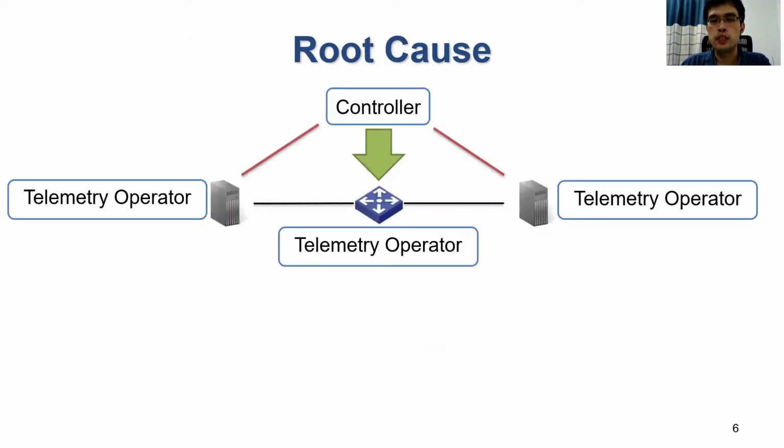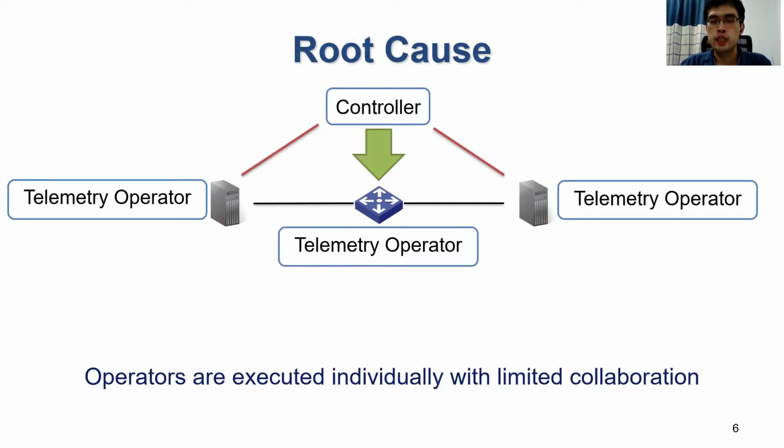Before presenting our design, we first analyze the root cause of the resource accuracy trade-offs. We find that existing solutions usually deploy operators in end hosts and switches. This is a common approach to reduce the overheads of the controller. However, the operator in each device is executed individually and lacks of collaboration. For example, an end host cannot control the processing behavior in any switches.